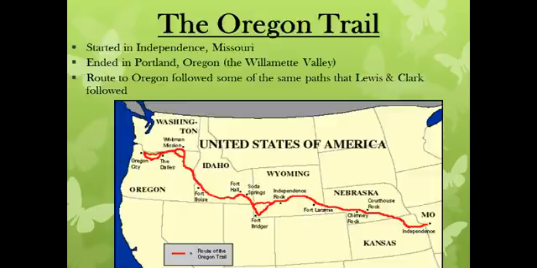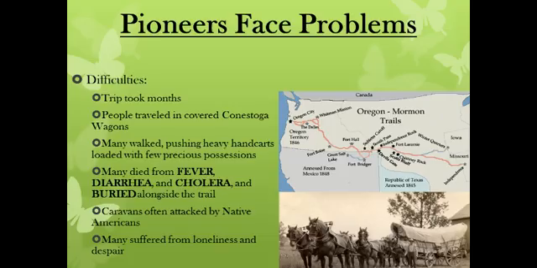Very important. So, the Oregon Trail is also pretty important. Started in Independence, Missouri. It ended in Portland, Oregon. And what's interesting is these same routes were a lot of the same paths that Lewis and Clark followed. So, Lewis and Clark, we're still reaping the benefits of their labor. Now, pioneers did face a lot of problems. This trip took months. People had to travel in covered wagons. A lot of people were walking and carrying or pushing heavy hand carts all the way through, which is pretty tough. A lot of people died from several diseases. They were often attacked by Native Americans. And with all of this craziness happening, a lot of people just got downright depressed. So it wasn't exactly good times.